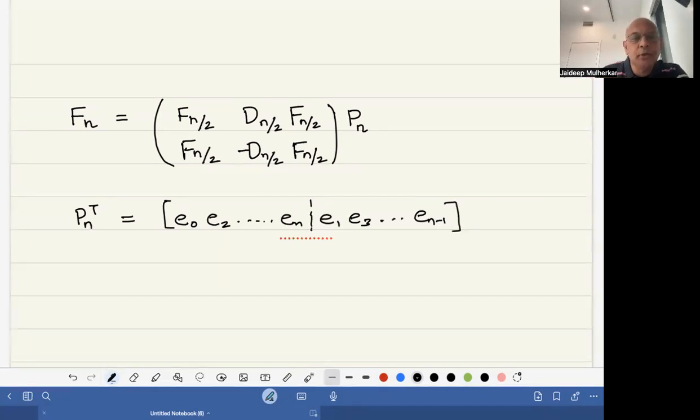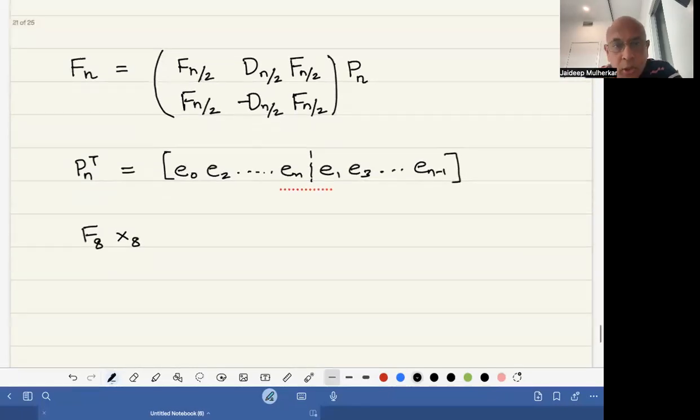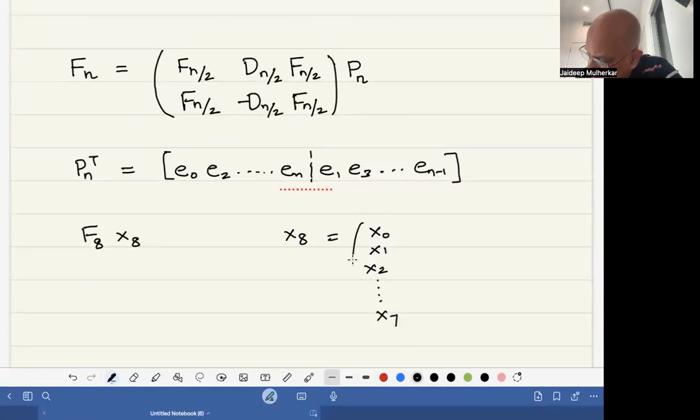All right, so let's take an example of the 8-dimensional Fourier transform, and let's apply this to a vector x_8. And let's see how this particular theorem works out. So x_8 is an 8-dimensional vector, which is given by x0, x1, x2, all the way till x7. Okay. And so we need to compute this.